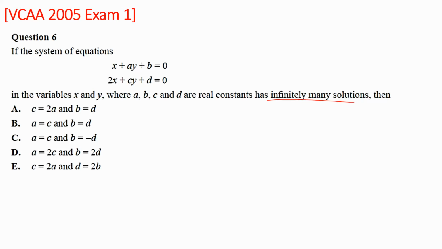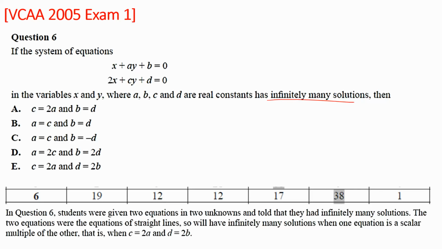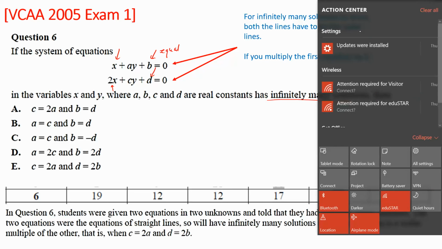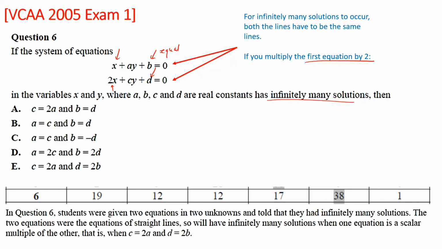So, if you understood that it has to cross infinitely, then what you're saying is these two lines have to be exactly the same line. Well, right now, see ay and cy, b and d, we want these to be equal. But the problem is the scale's different. This one is x and this is 2x. So what I want to do is multiply the first equation by 2. This gives me the new equation.